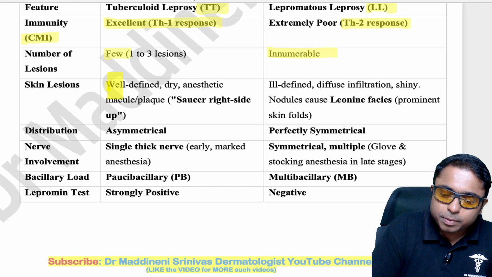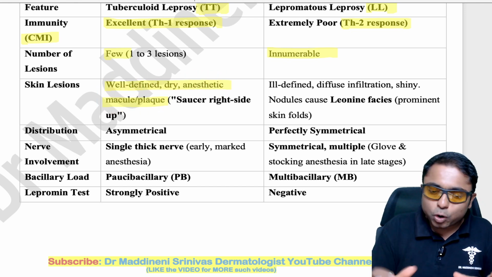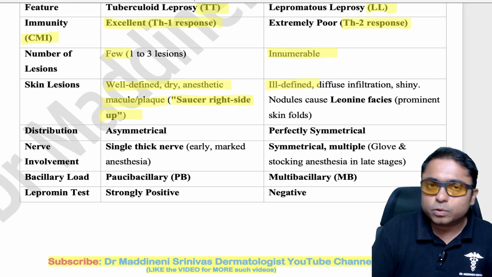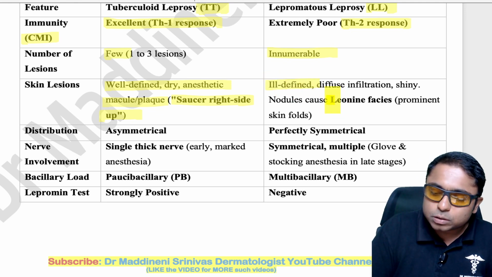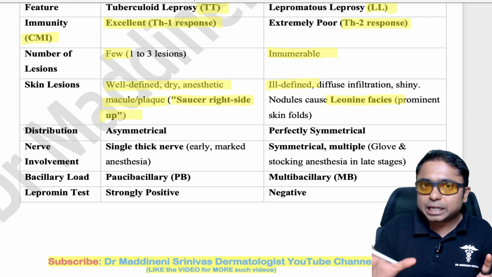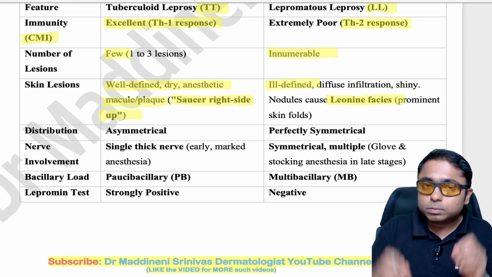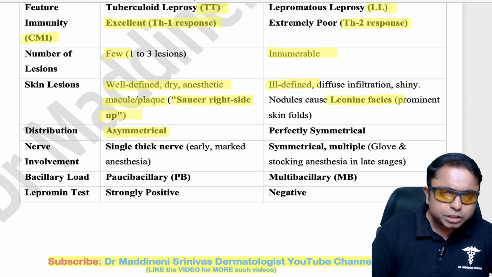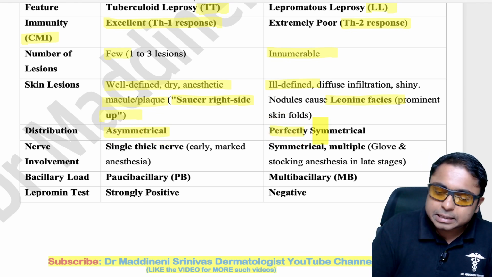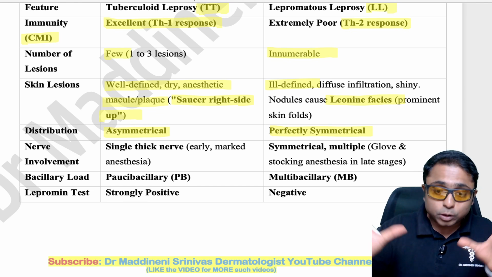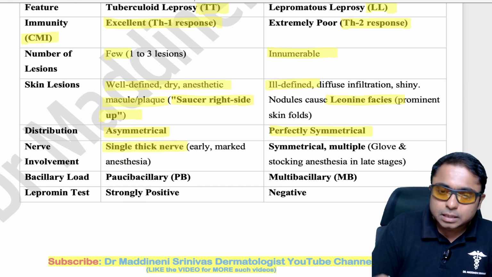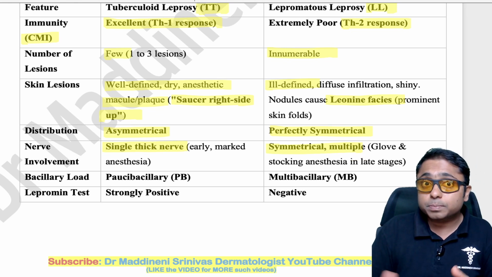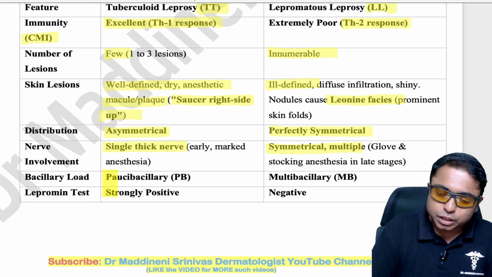Skin lesions are going to be well defined, dry, anesthetic macules or plaques, described as saucer right way up type of lesions, whereas in LL the lesions are very ill defined, and patients have diffuse infiltration of the face and earlobes producing leonine facies. Distribution is asymmetrical in the TT pole because there are few lesions, whereas it is symmetrical in lepromatous leprosy because there are innumerable lesions. A single thick nerve is present in TT, usually asymmetrical. Multiple nerve involvement is very characteristic of the lepromatous pole, along with glove and stocking type of anesthesia.